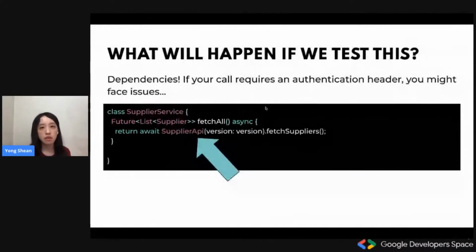So what happens if we test this directly? Actually, if your fetch method doesn't require, for example, an authentication header, you probably still can run the test correctly. But if you are building an app where, if you call this API, you need to log in first, you need to get some token to authenticate your request, then you will face issues when you are running the test.